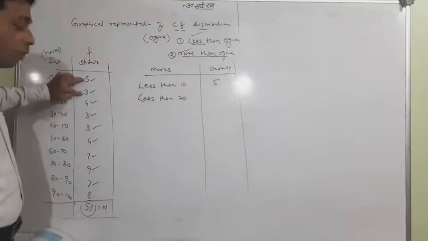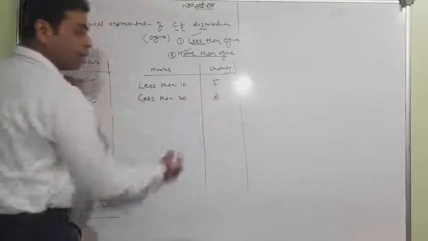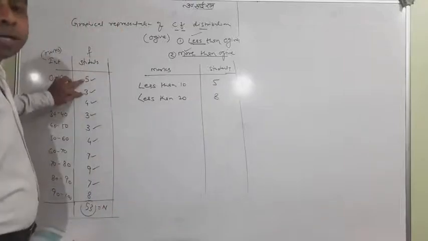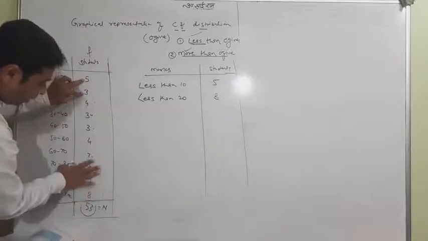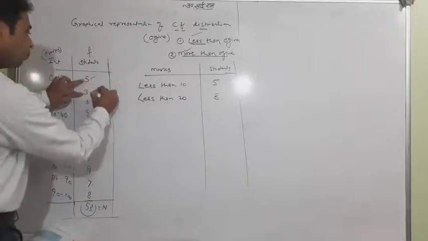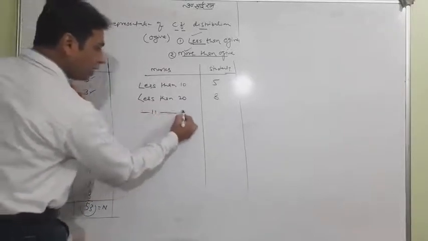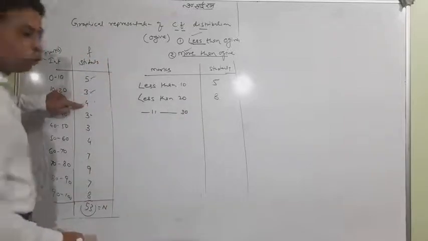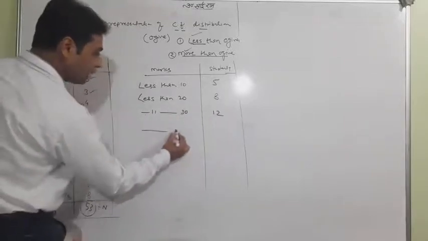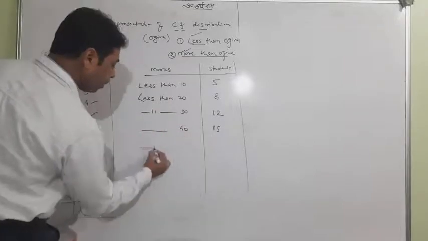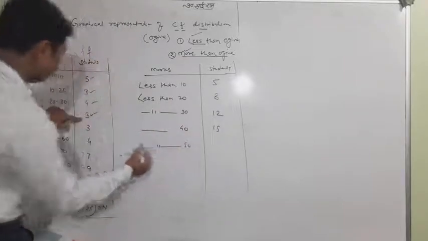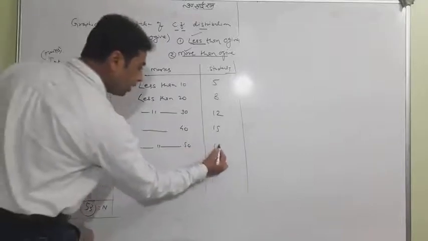That means 5 and 3 will be added. This is going to be 8. Now this will work till the end. Now we have added these two. Now if I ask you less than 30, meaning this also will be adding 12. Less than 40, this also will be adding 15. Now less than 50, this will be adding 18.